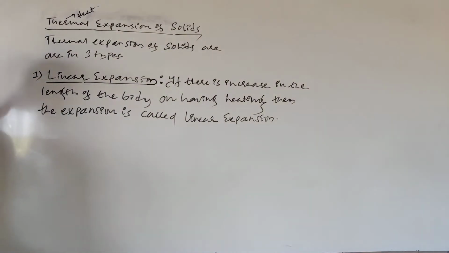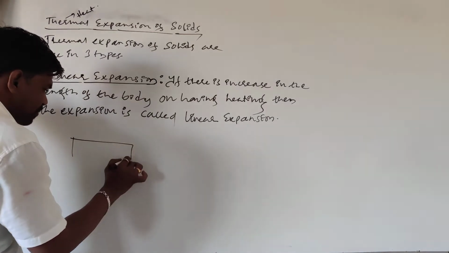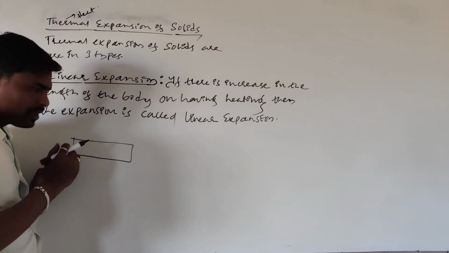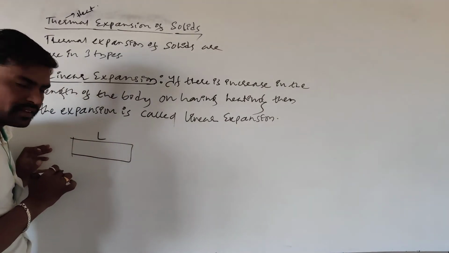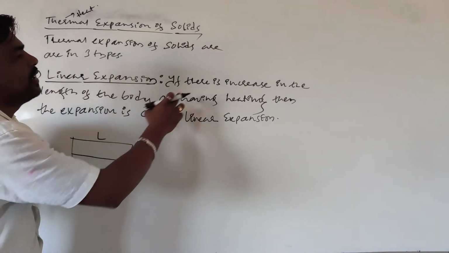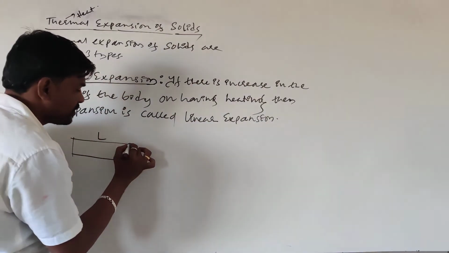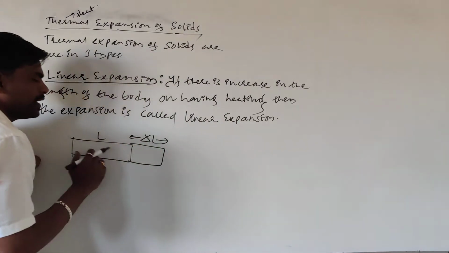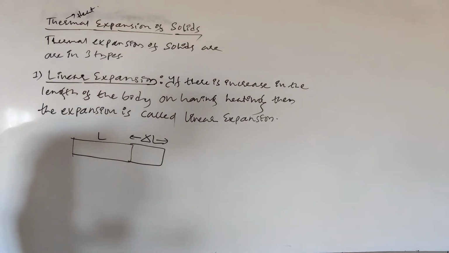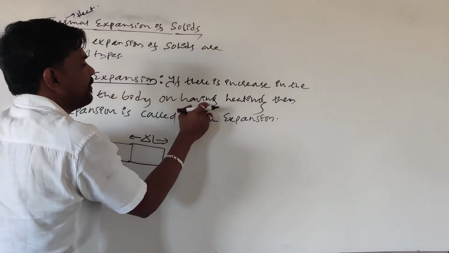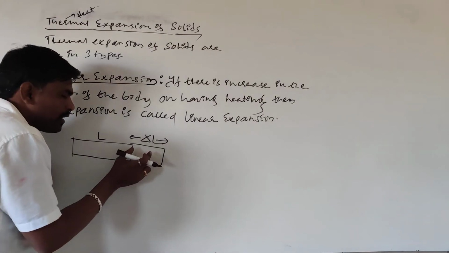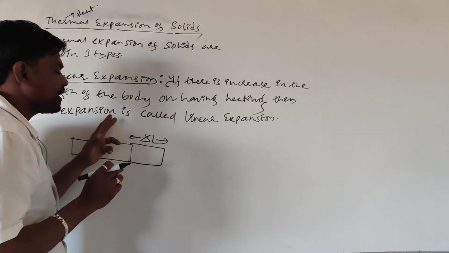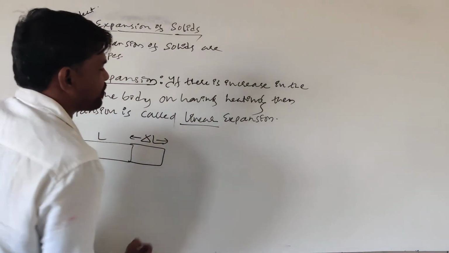Right? See, suppose this is the body, right? If we are going to heat this body, suppose this is the original length L, right? If there is increase in the length, suppose when we heat the body, delta L is increased by its original length. So then the body on having heating, whatever the expansion is happened here, that expansion is called linear expansion.